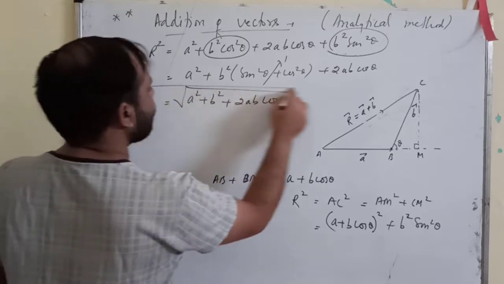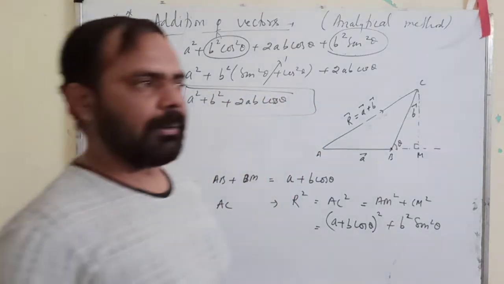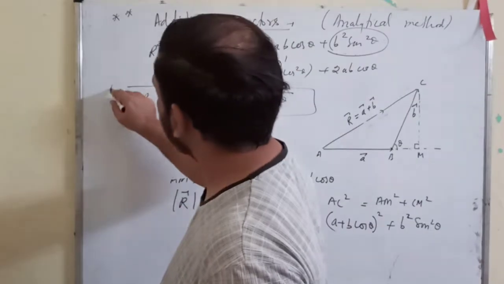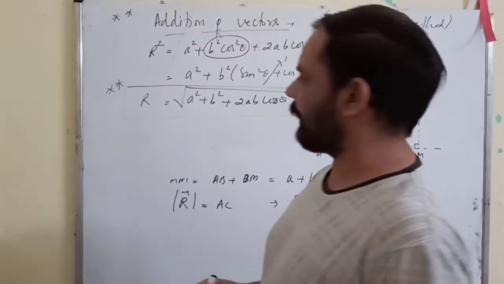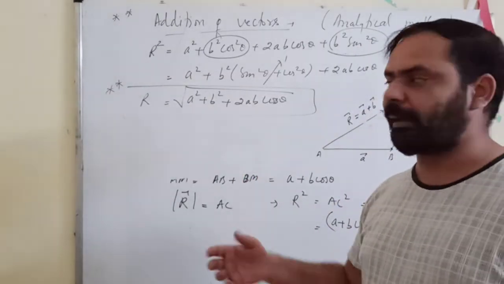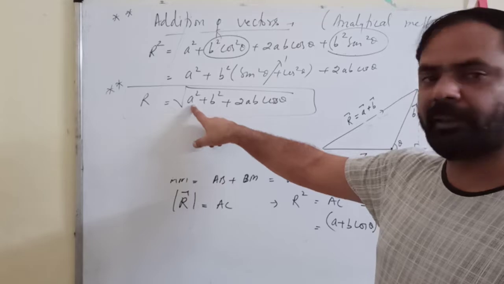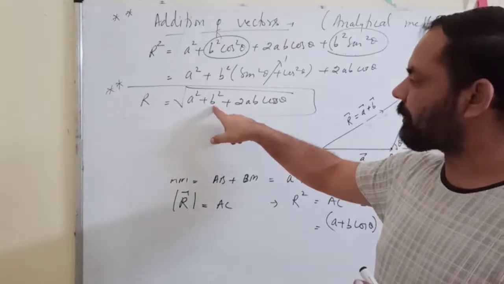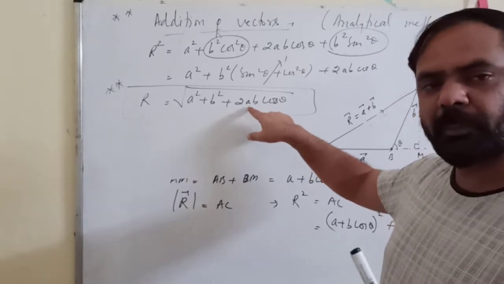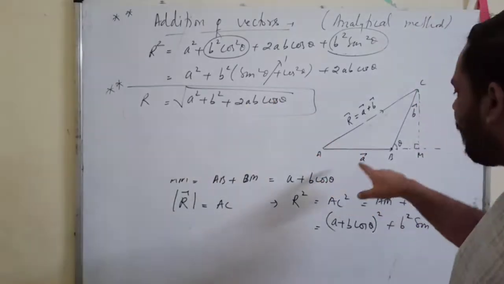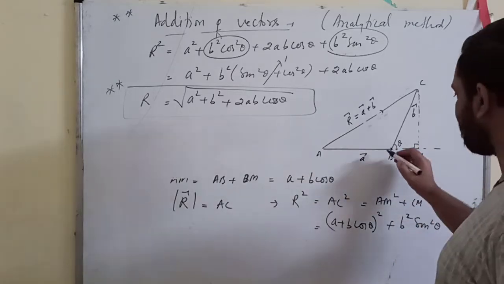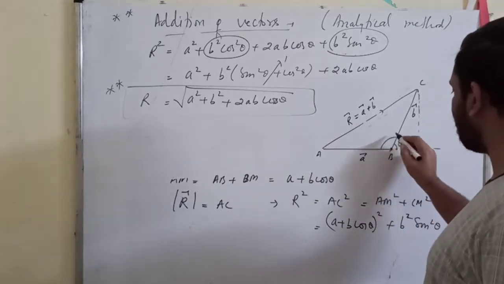How much is R? Under root of this, right? Okay, so this is a very important formula, that is how you add two vectors analytically. The magnitude of the resultant vector will be given by under root the magnitude of first vector square plus the magnitude of second vector square plus 2 times magnitude of first, magnitude of second into cosine of the angle between the vectors.